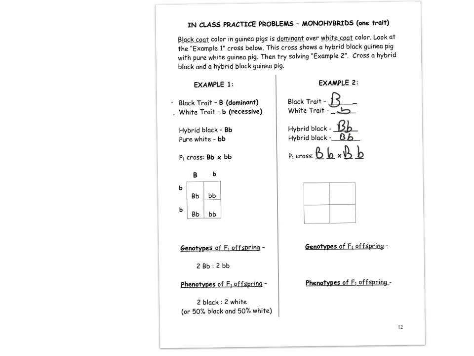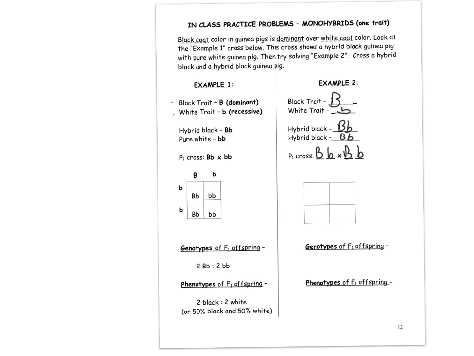We do have this one where we looked at a hybrid black with a pure white, so little B, big B, big B, and they did the Punnett square, they did the genotypes and the phenotypes. So we'll go ahead and do it here. Big B, little B, cross with big B, little B.